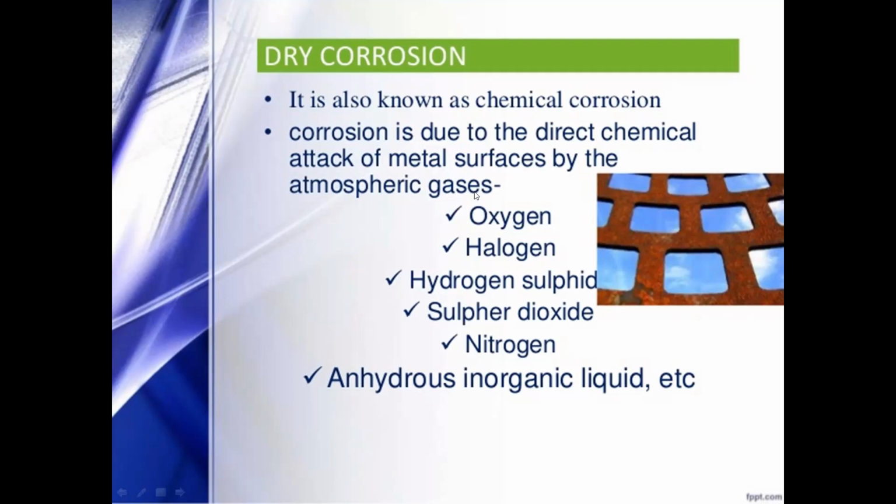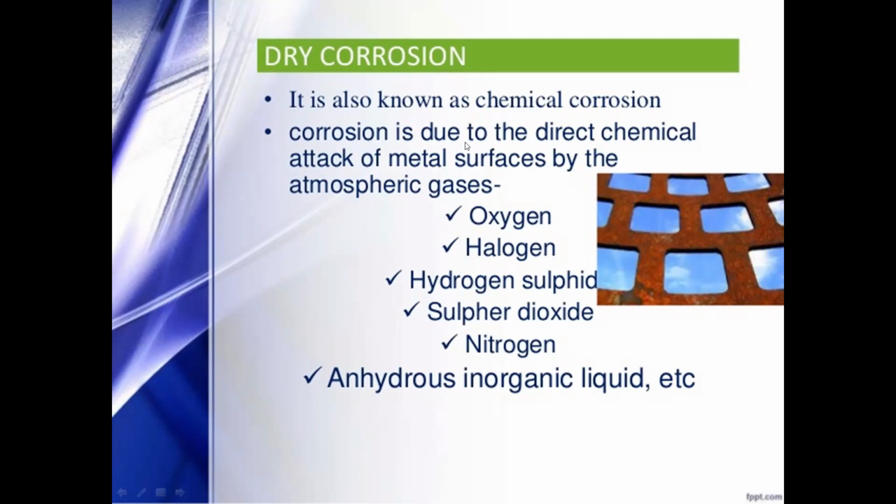Now which gases attack here? Oxygen gas, halogen gas, hydrogen sulfide gas, sulfur dioxide gas, nitrogen gas, anhydrous inorganic liquid, etc. So this is called dry corrosion. Corrosion is divided into two types. First is dry corrosion, also called chemical corrosion, and second is wet or electrochemical corrosion.